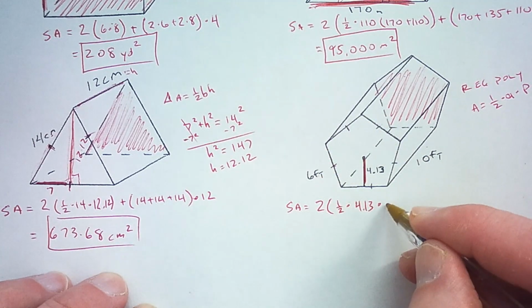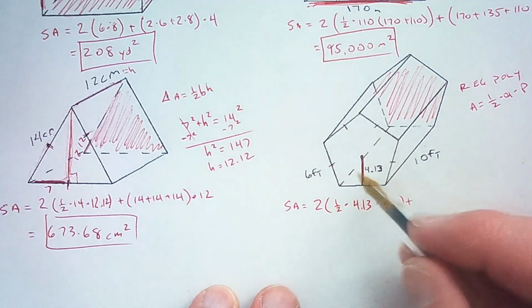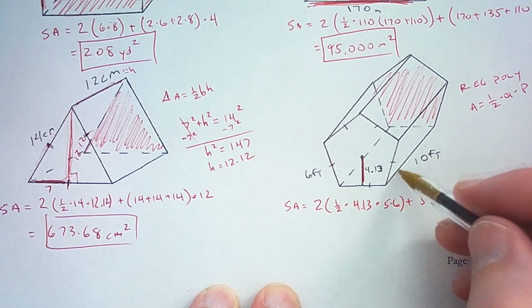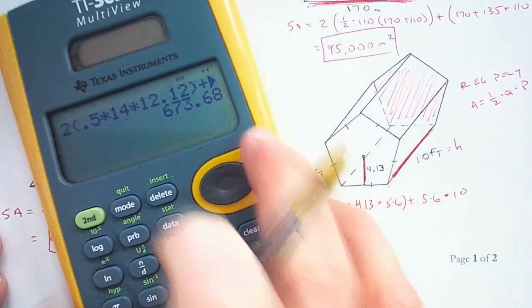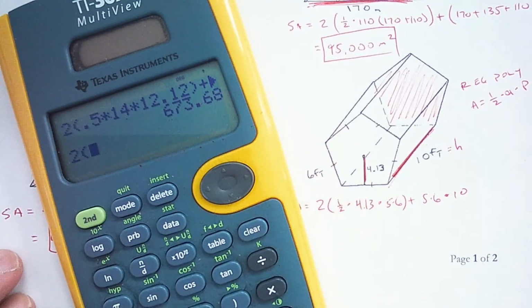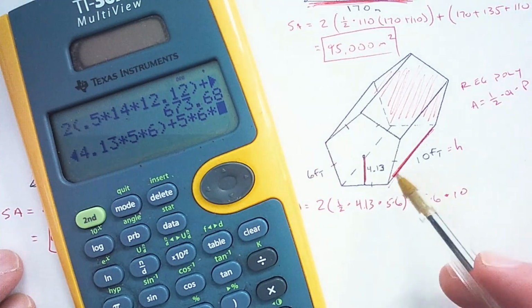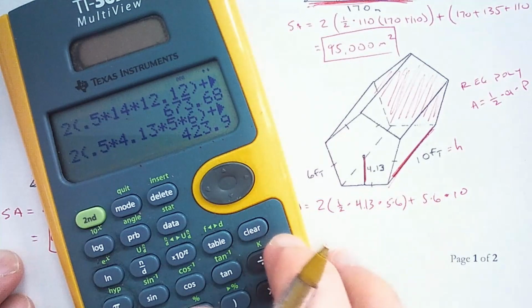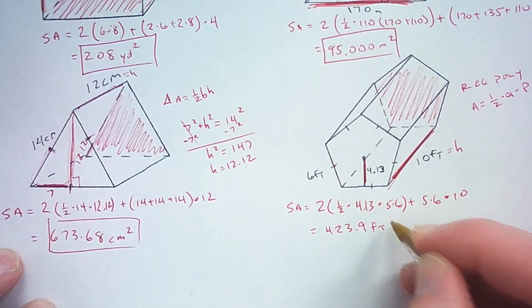There are 5 sides, each of them is 6, so I'll say the perimeter is 5 times 6. Plus the perimeter of the base, which again is 5 times 6, times the height, which is the distance between the pentagonal bases, and that is 10. So we have 2 times 1/2 times the apothem, 4.13, times the perimeter, which is 5 times 6, plus the perimeter, which again is 5 times 6, times the height, the distance between the bases, which is 10. So the surface area is 423.9 feet squared.